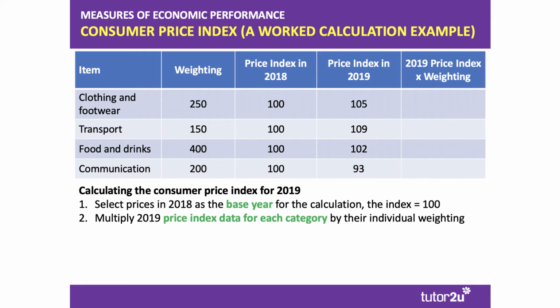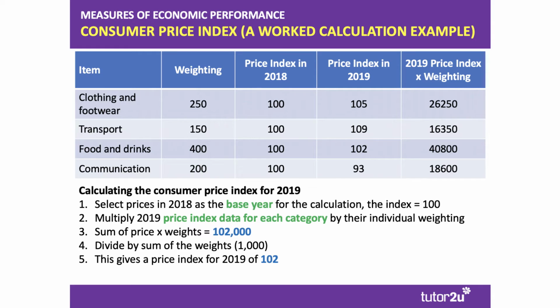Well, we simply multiply the price index for 2019 for each category by its weighting. I've done the maths for you. Multiply each item, the price index, multiplied by the weighting, you get those figures. We then sum those, which comes up to 102,000. If my maths is correct, I'm sure somebody will tell me if it isn't. 102,000 is the total sum.